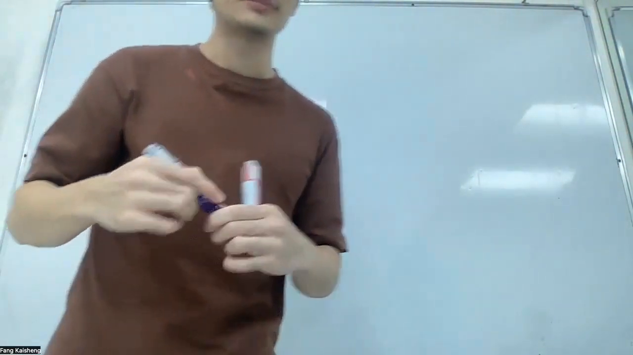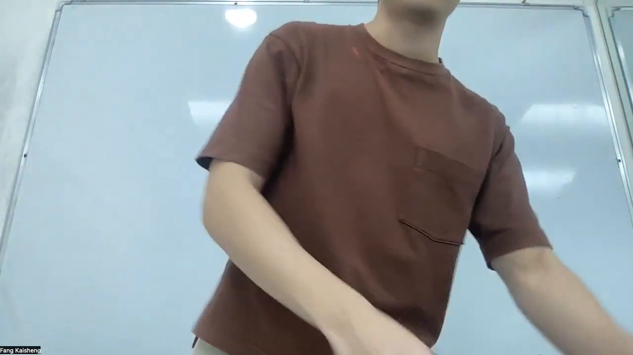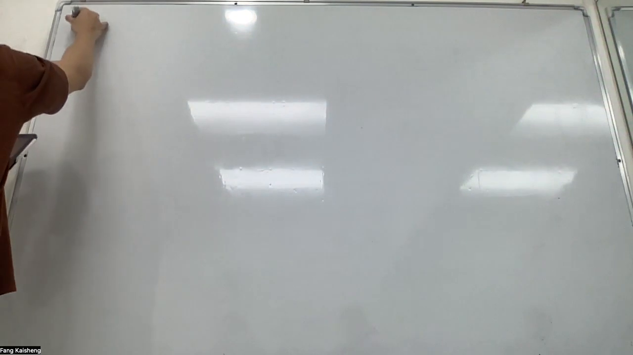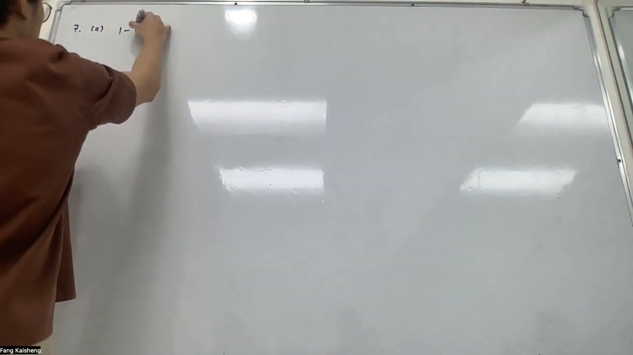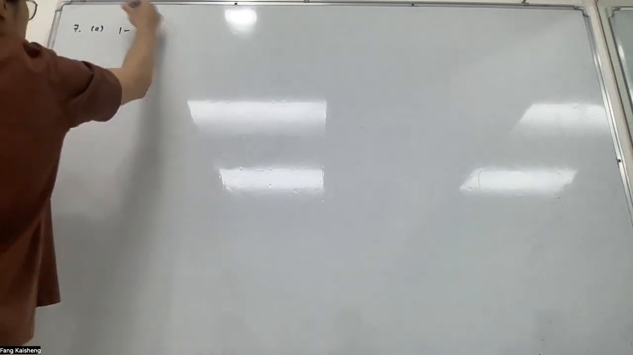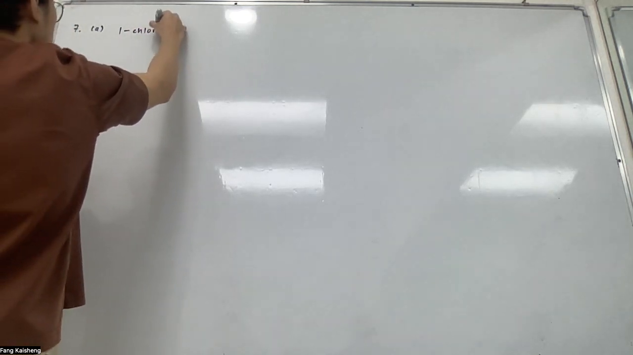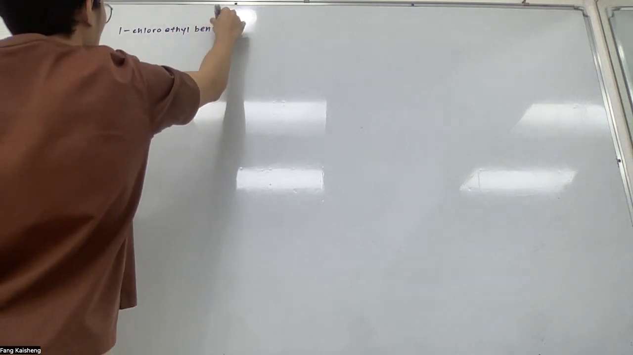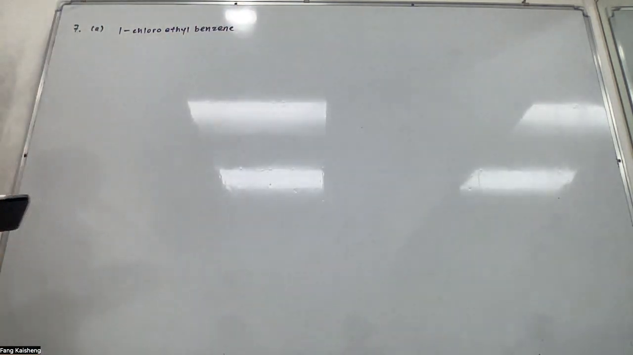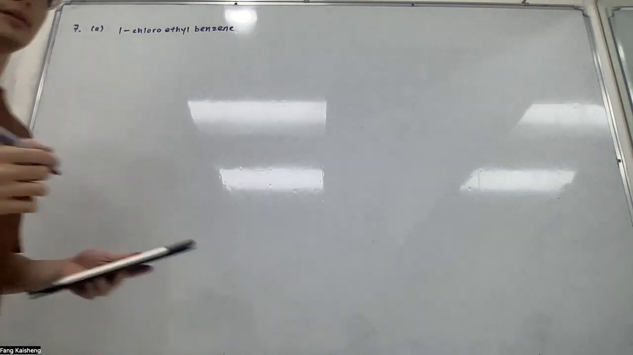Ethyl is 2 carbons. In a bracket, doesn't really matter. Remember, when we break down names, I really tell you guys to always read from the right to the left.